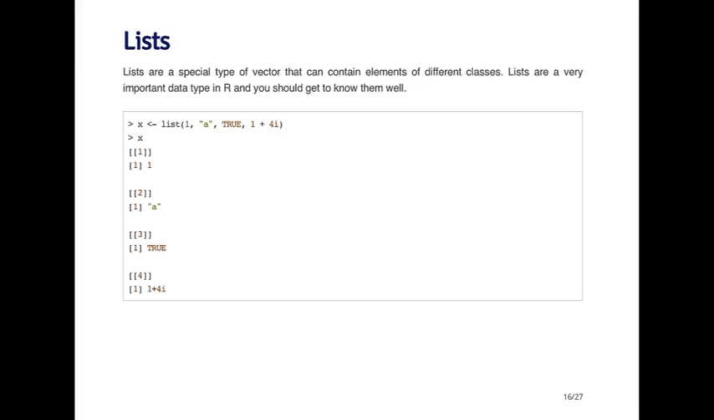Lists are indexed. You'll notice that elements of the list have double brackets around them, and elements of other vectors just have single brackets. So that's one way to separate a list from other types of vectors.